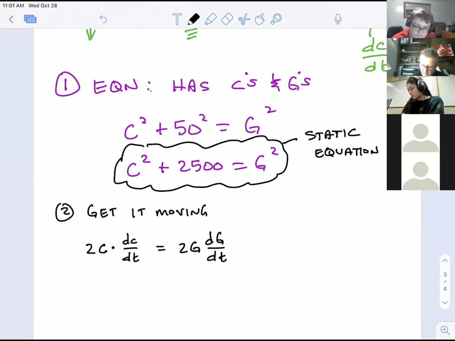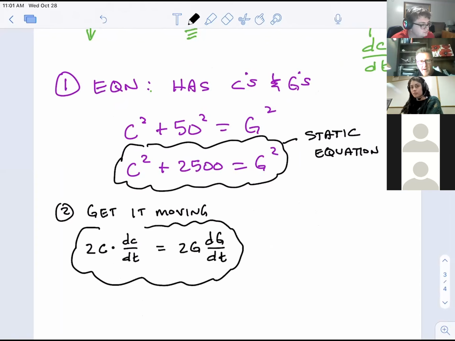Does it make sense that I've got it moving now? This is what I want to plug stuff into. Why? Because I was interested in speed. I'm not interested in distances. I'm interested in speeds. This, in the language of the engineering classes I teach, is the dynamic equation. Static means it isn't changing. Dynamic means it is. This is the one I want to plug stuff into because I'm interested in speed. Now I'm ready to rip.